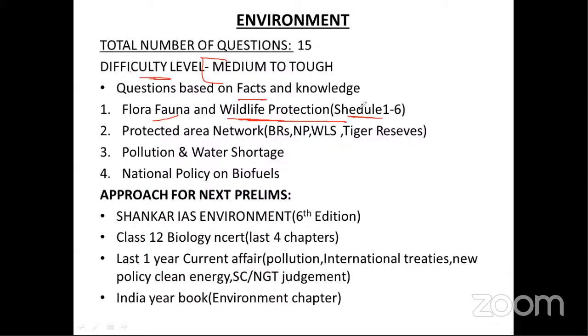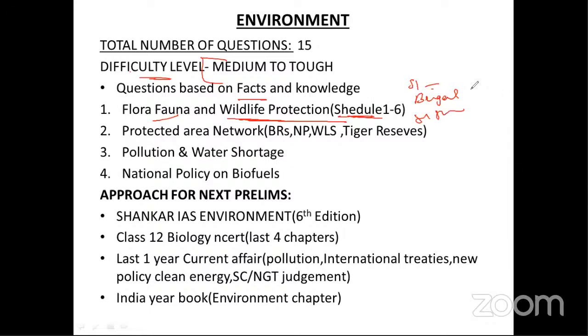The Wildlife Protection Act 1972 has Schedule 1 to Schedule 6. So there is a list of animals, a list of flora and fauna mentioned in Schedule 1 that require more protection. For example, the Bengal tiger, or the snow leopard. If they ask you which of the following statements is correct regarding the snow leopard, you should know its natural habitat, where it is naturally found in India.